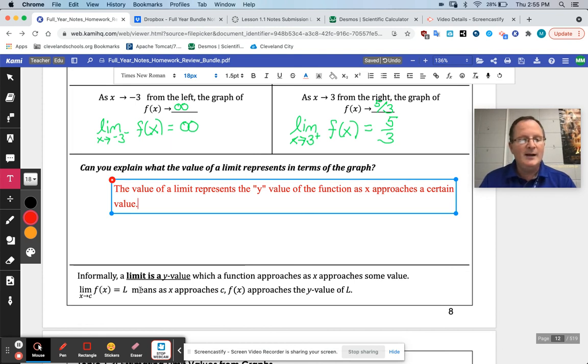All right, so here we go. The limit of f of x as x approaches c equals L means that as x approaches c, f of x approaches the y value L. That is wonderful. I'm not really sure what we were supposed to put there, but other than that, I'm pretty happy with that. All right, let's move on.